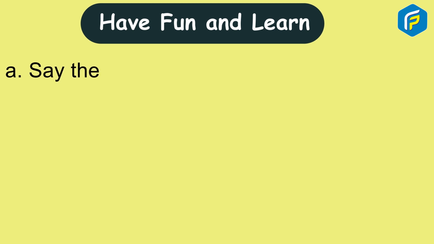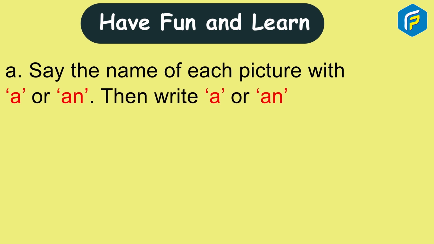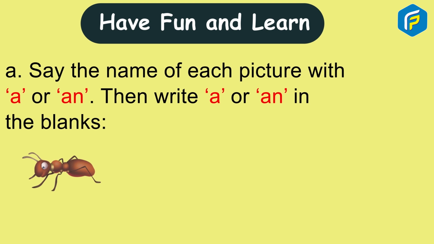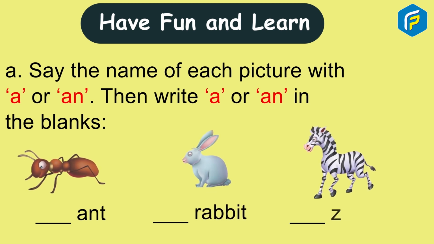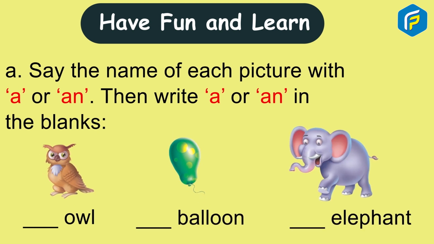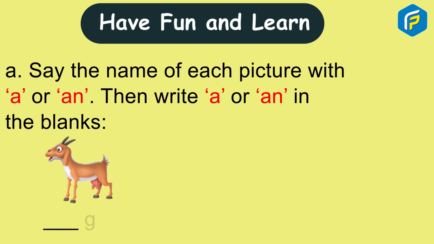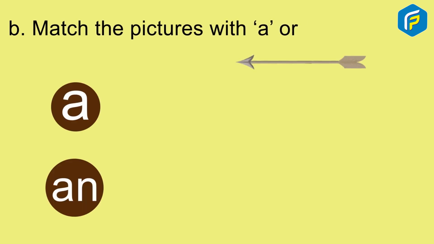Have fun and learn. Say the name of each picture with a or an. Then write a or an in the blanks. An ant. A rabbit. A zebra. An owl. A balloon. An elephant. A goat. A hen. Match the pictures with a or an.